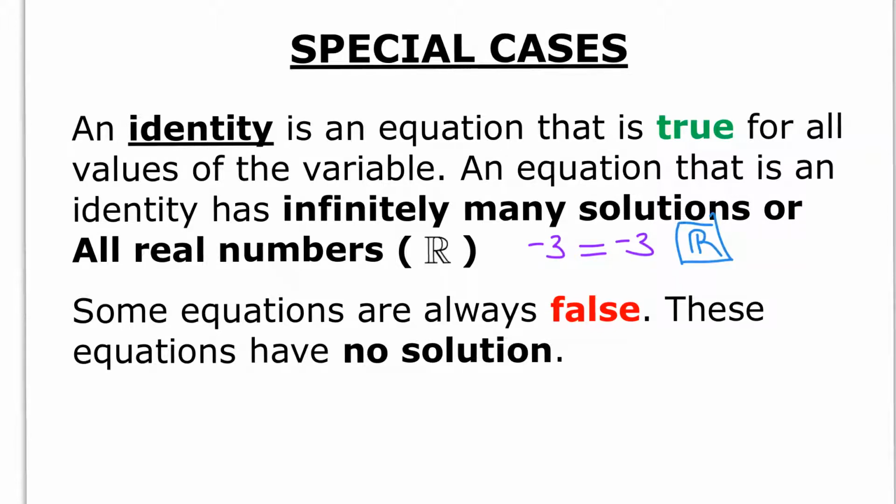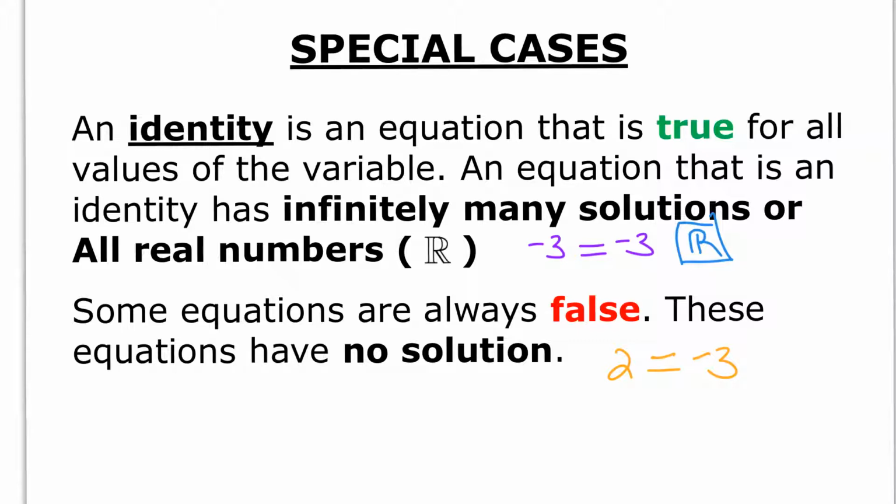Now, another case that you might have is when the equations are always false. So that means that the equal sign, the equation, the statement will be false. And these equations have no solution. So let me show you an example of that. So let's say you have an equal sign, the variables cancel, and you have a 2 equals negative 3. Now that's false, because the 2 is not the same as negative 3. They're not the same value. They're not the same number.